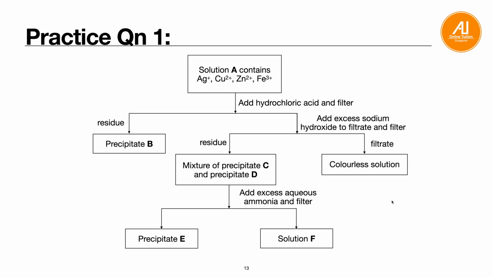Alright, so let's try the first question. Most likely, when you are having QA questions, qualitative analysis questions, they will come in the form of a flowchart. So how do you deal with it? They give you all this solution, then they give you the test, then you get this colorless solution, and so on and so forth. What you need to watch out for is what reagent you add in, what colors you form, and whether they are soluble or precipitate. So let's try this one together.